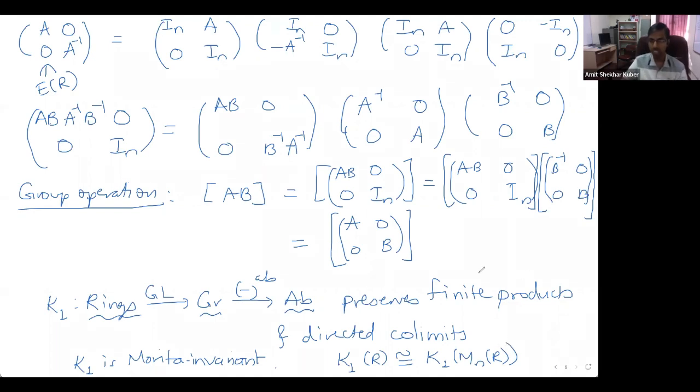Okay, so these are the properties of K1 as a functor. Any questions?